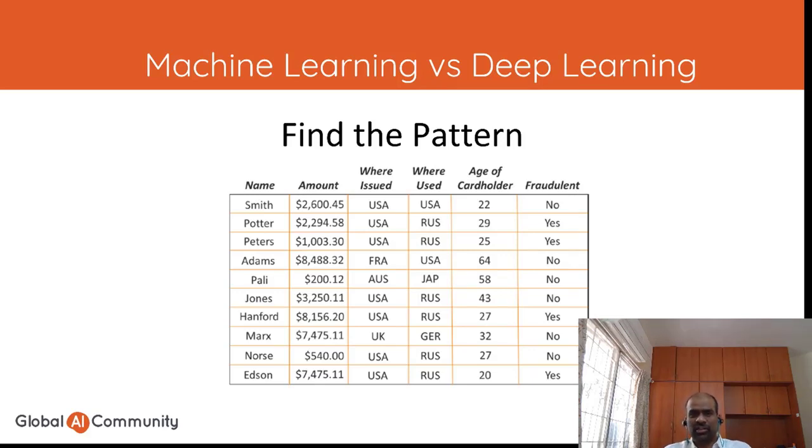Yeah, the first thing is issued in Russia. What else can the pattern be? Issued in Russia, that's a great point. What else can be the pattern? Okay, less age means likelihood of fraudulent. Yes, looks like that. Good, good. What else can be there? Okay, correct.